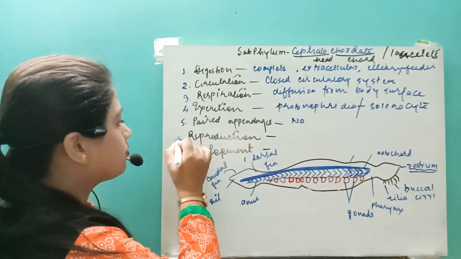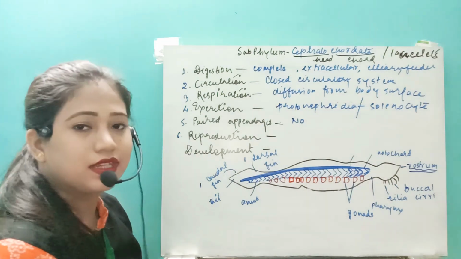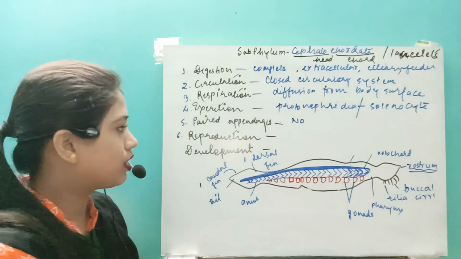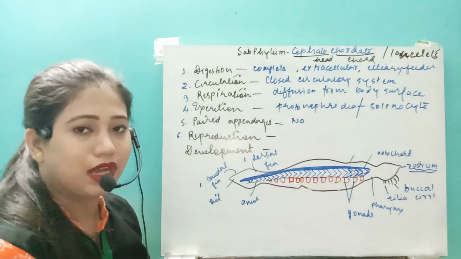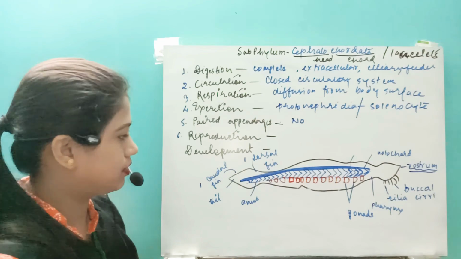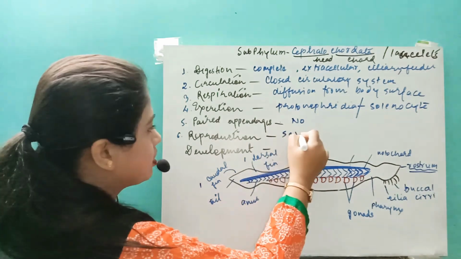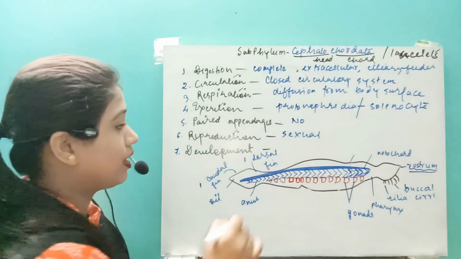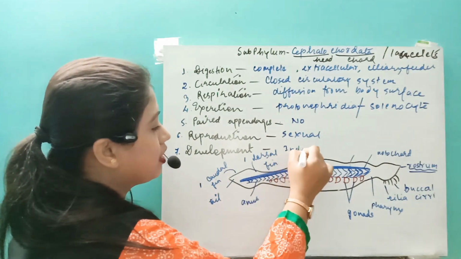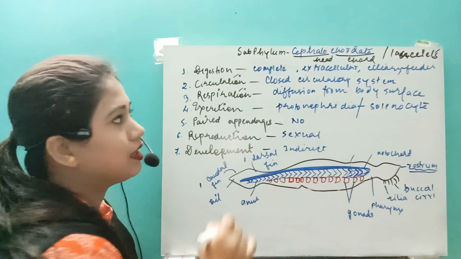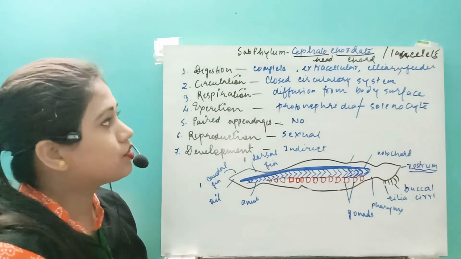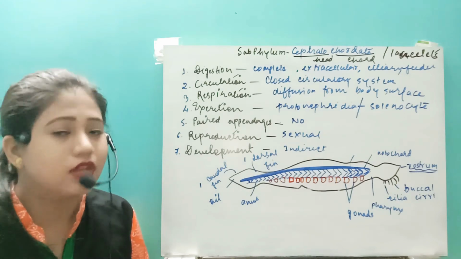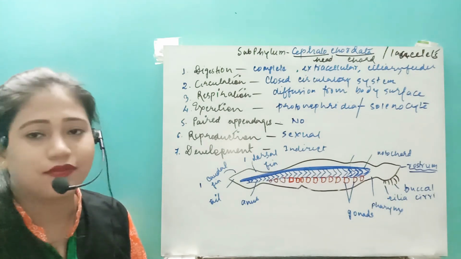Next one, if it comes to reproduction, see, this organism will have sexual reproduction, and they are dioecious, separate male and female organisms are present. So this organism will have what type of development? Yes, development is indirect. Yes, they will have the larval stages. So this is all about the cephalochordata. Hope you have understood.